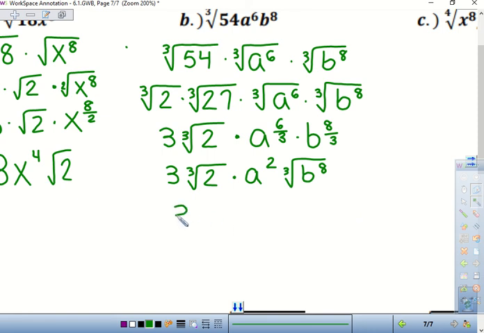How did 6 over 3 turn into 2? It's 6 over 3. Oh, my bad. No, that's okay. It's hard to see probably back there.